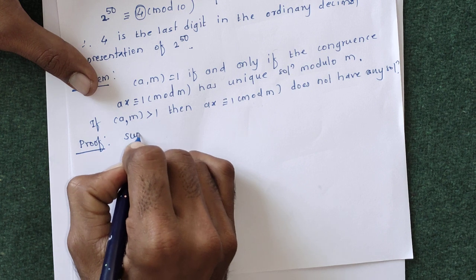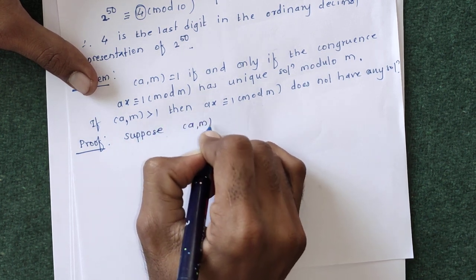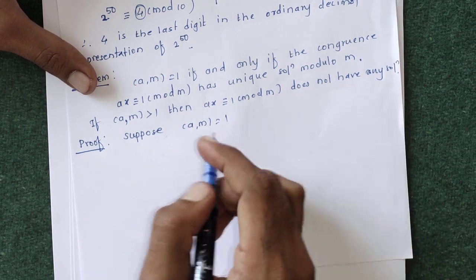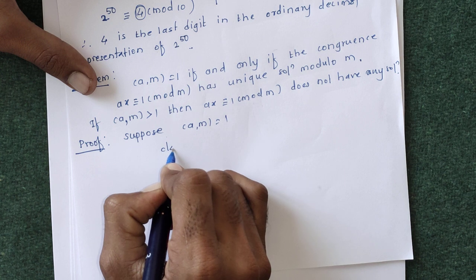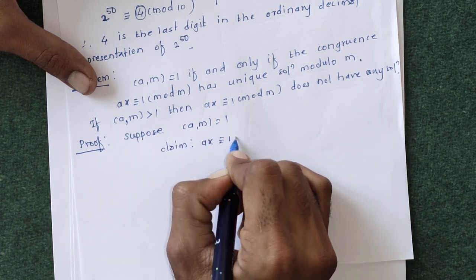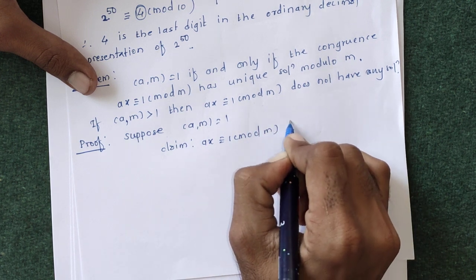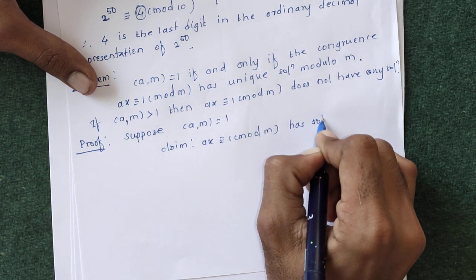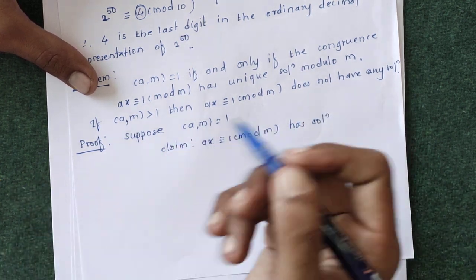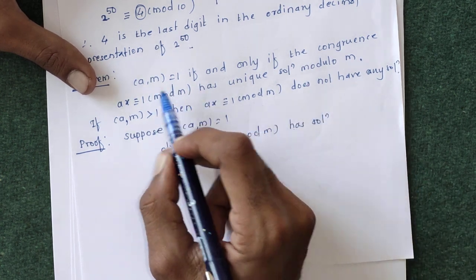Suppose that the GCD of A and M is equal to 1, and our claim is that AX is congruent to 1 mod M has a solution. First of all, we will prove this has a solution. After that, we will prove that if this has a solution, then the GCD is 1, and after that we will prove the uniqueness of that solution.